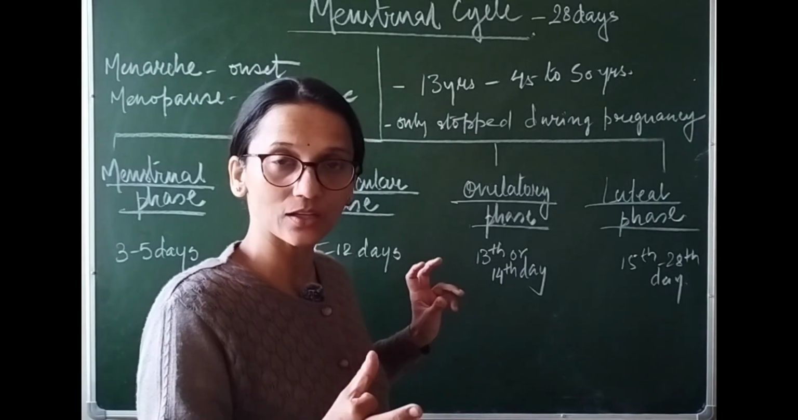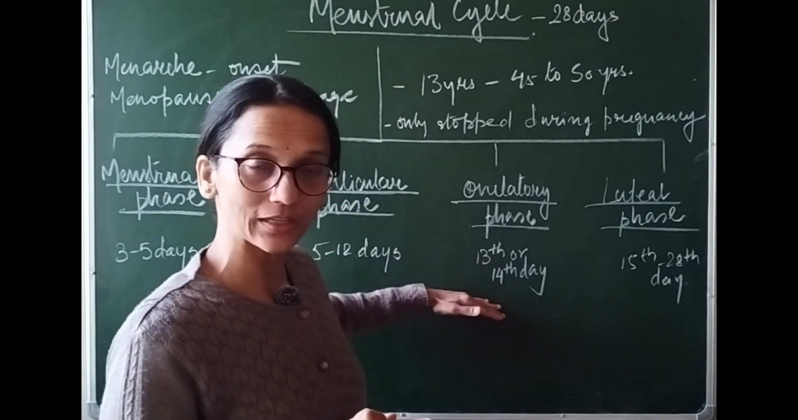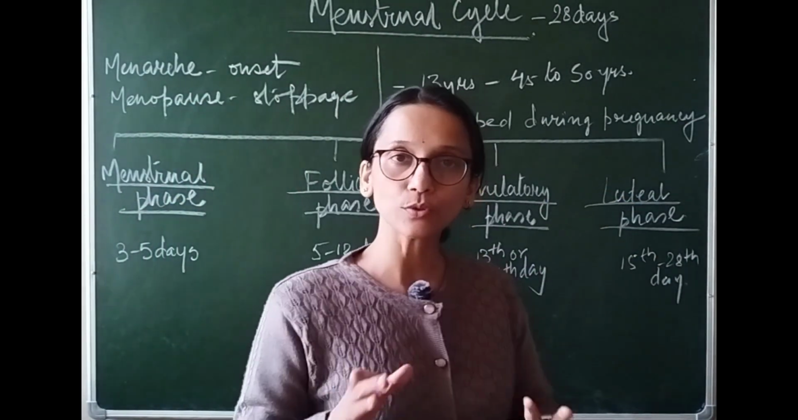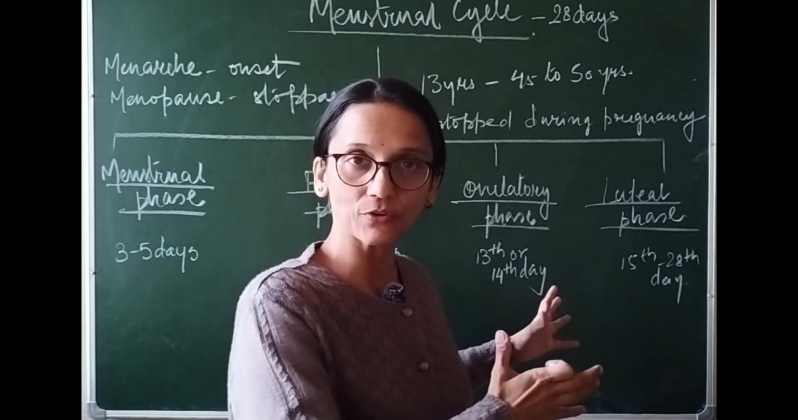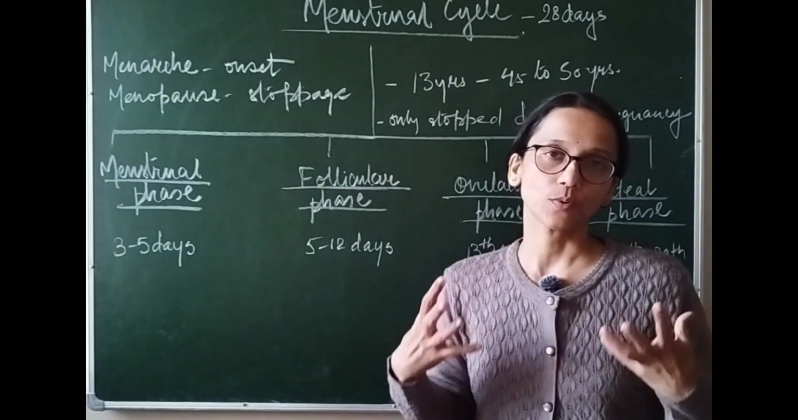So that means if it is a cycle of 28 days, right in the middle of those 28 days, on the 13th or the 14th day, she is experiencing the ovulatory phase. And the last one is the luteal phase, which is from the 15th to the 28th day. Now, what is happening in this cycle of 28 days?